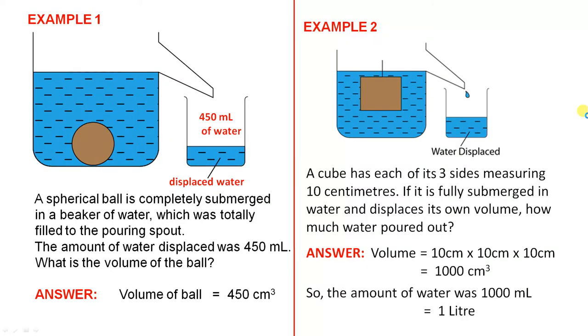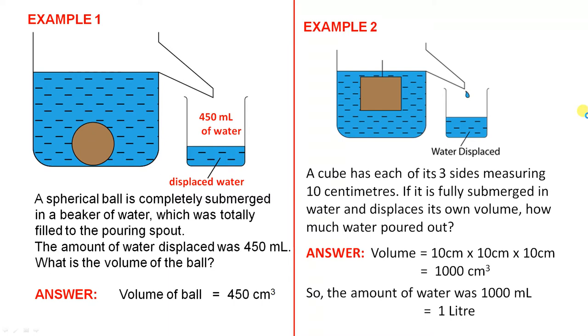Example 1. A spherical ball is completely submerged in a beaker of water, which was totally filled to the pouring spout. The amount of water displaced was 450 millilitres. What is the volume of the ball? Well, the volume of the ball is 450 cubic centimetres, because 450 millilitres occupies a volume of 450 cubic centimetres.